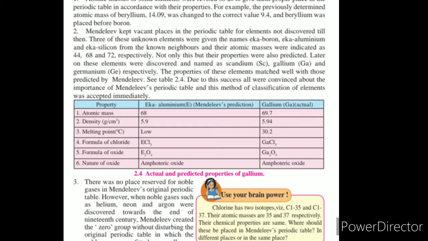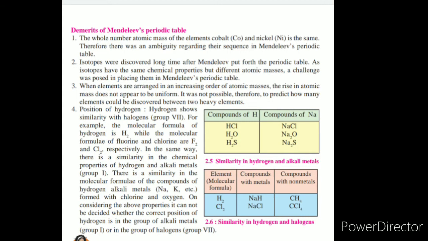Due to this success, all were convinced about the importance of Mendeleev's periodic table, and this method of classification of elements was accepted immediately. The third merit: there was no place reserved for the noble gases in Mendeleev's original periodic table. However, when noble gases such as helium, neon and argon were discovered toward the end of the 19th century, Mendeleev created the zero group without disturbing the original periodic table, in which the noble gases fitted very well.